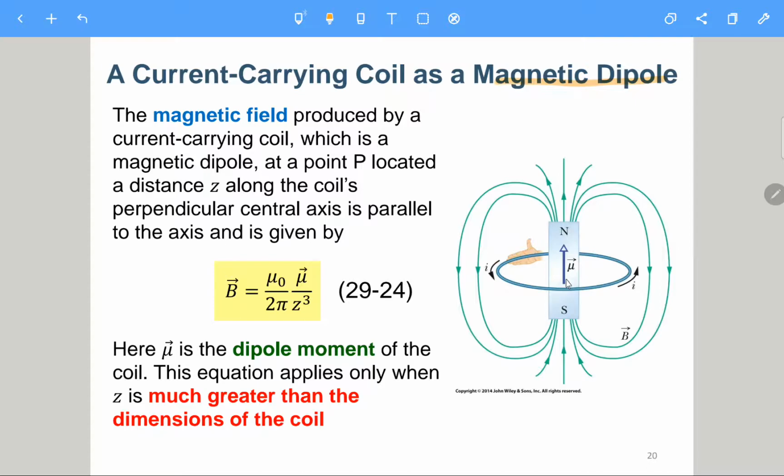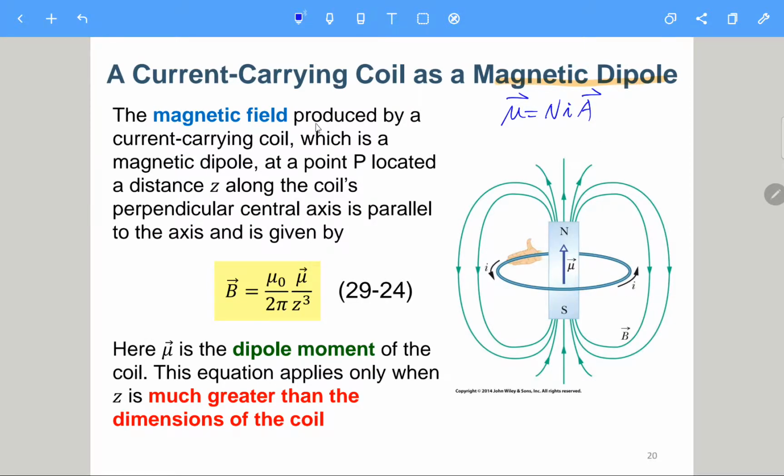Yesterday we already came up with the mu. The mu will be NIA, or if you write it in vector form, it is like this. This is the current direction, so mu will point upward. Using the right hand rule, you use your forefinger to follow the current direction, and then your thumb will point to the mu direction, as well as the A direction. So this is the dipole.